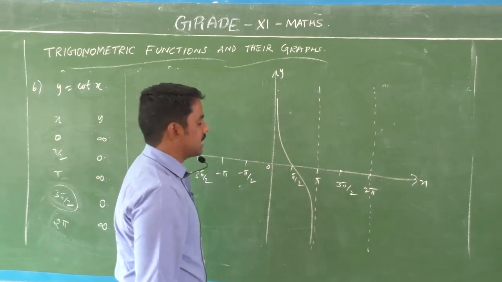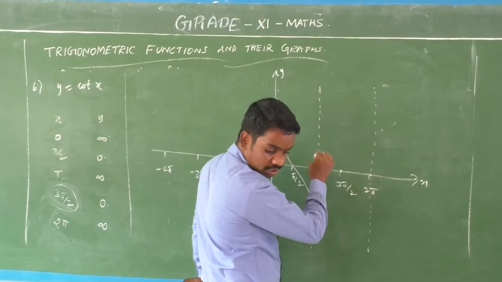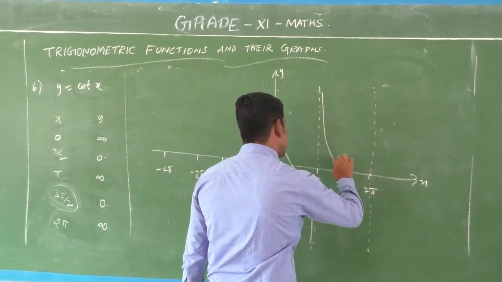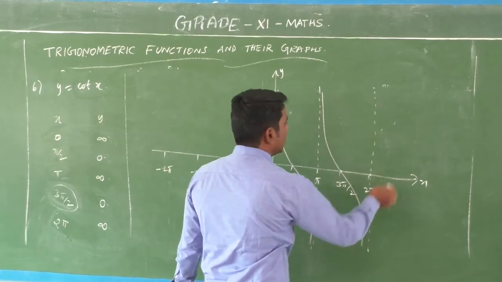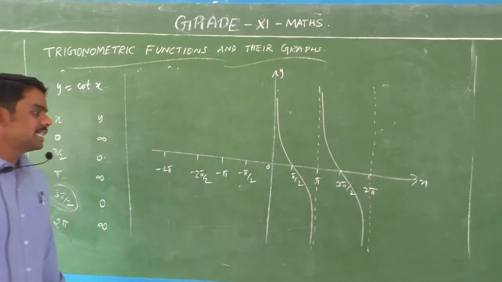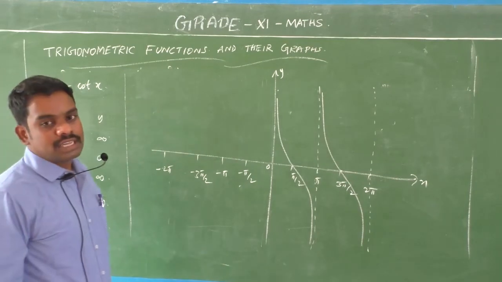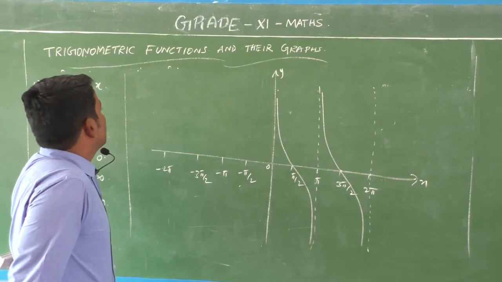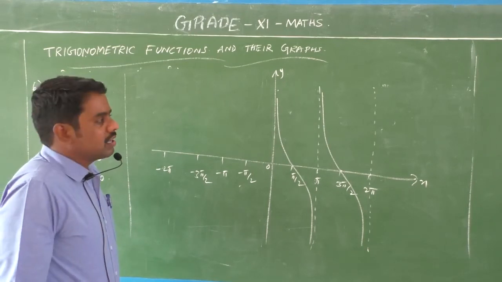This is y equal to cot x. This curve passes through pi by 2 and 3 pi by 2, and so on, the odd multiples of pi by 2. This is the curve of y equal to cot x.